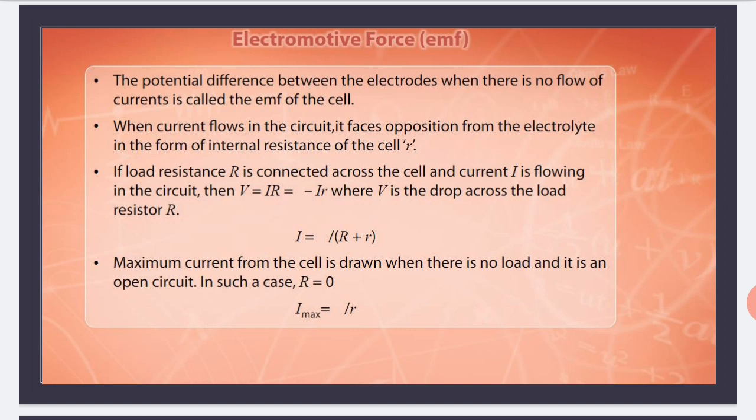Maximum current from the cell is drawn when there is no load and it is an open circuit. In such a case, capital R is equal to 0. Then the current is maximum and it is equal to E/r.